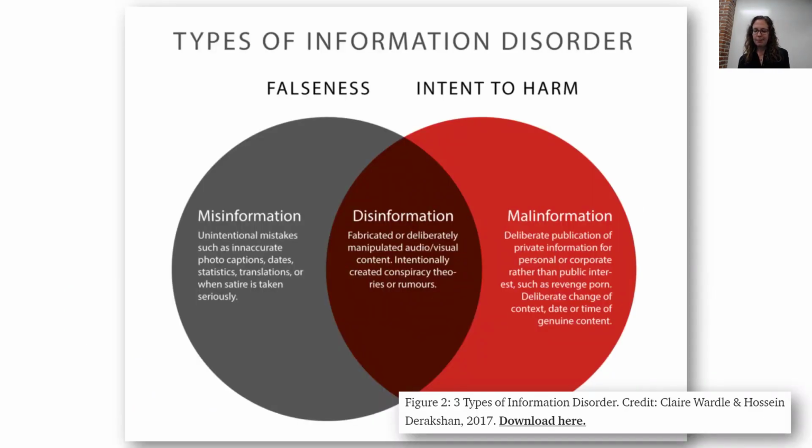So briefly, disinformation covers this overlap between falseness and intent to harm. This is a graph from Claire Wardle, who studies disinformation, and she defines misinformation as unintentional mistakes. Malinformation is, say, deliberate publication of private info, and disinfo is the intersection of those two: fabricated or deliberately manipulated audio or visual content, intentionally creating conspiracy theories or rumors. This is all an example of disinformation. And we'll see more examples as we go through this.